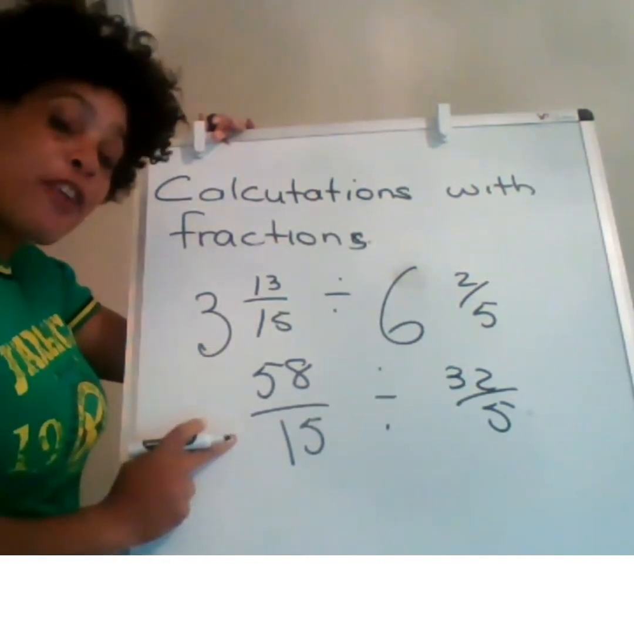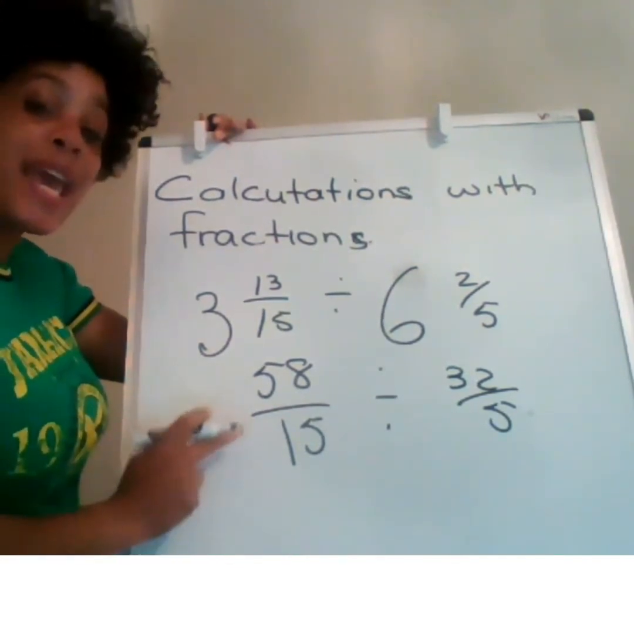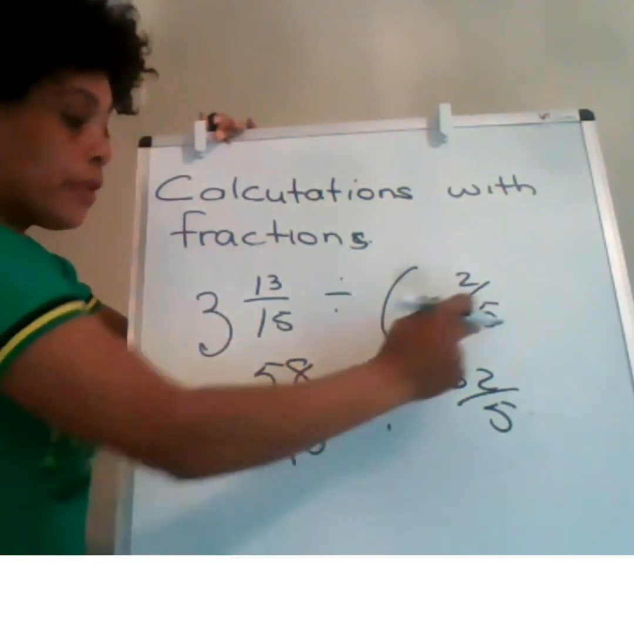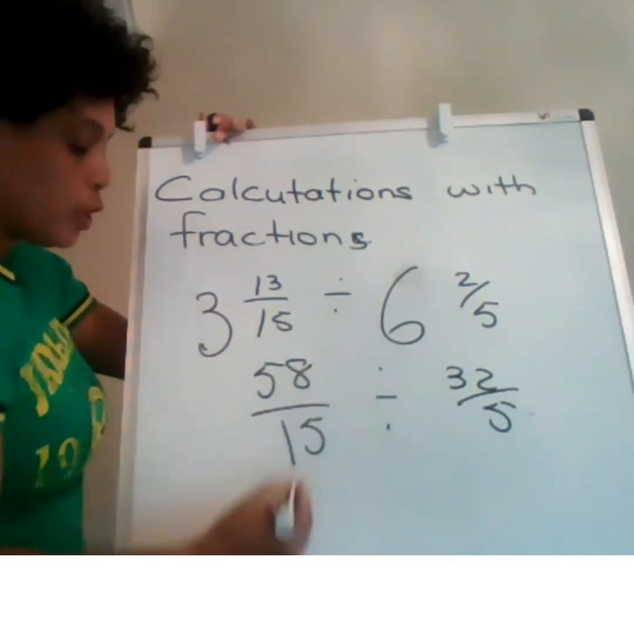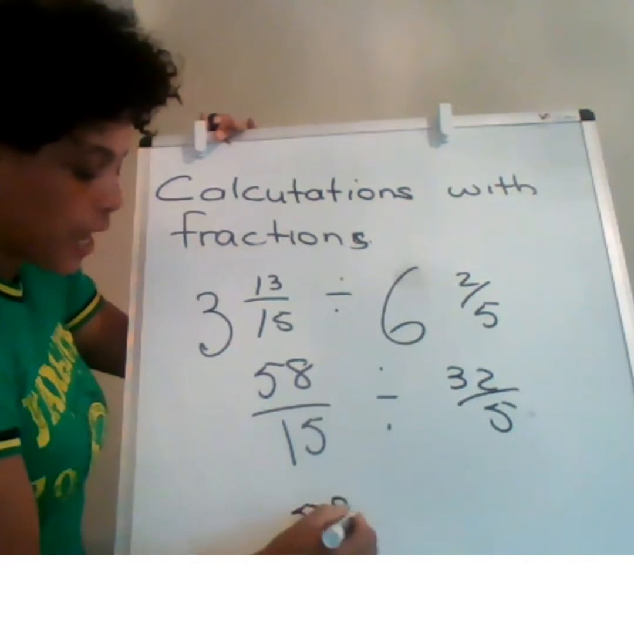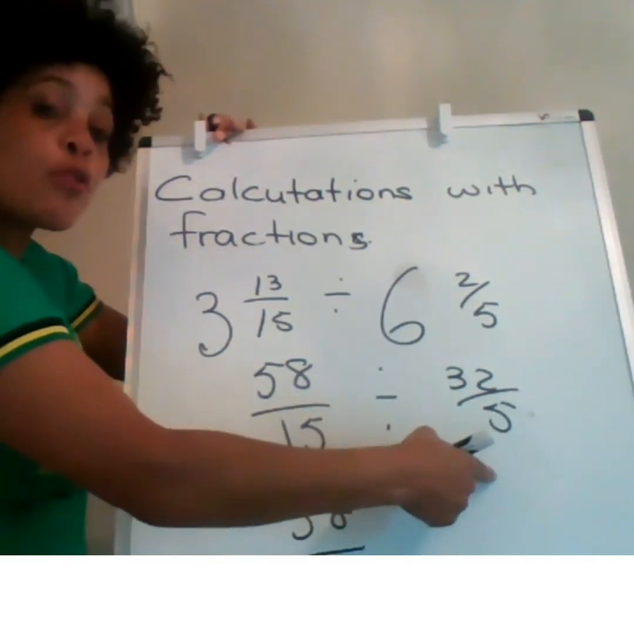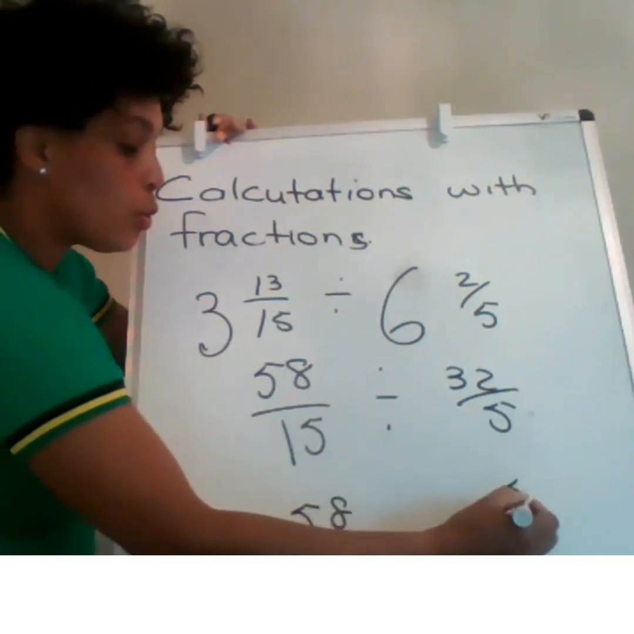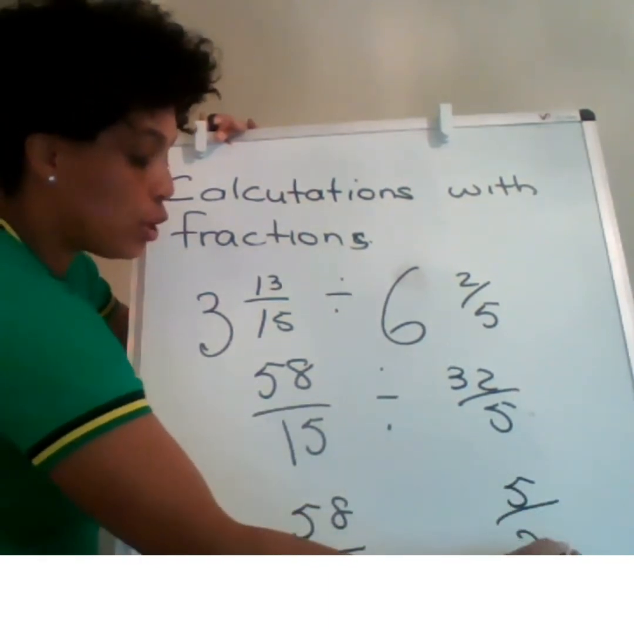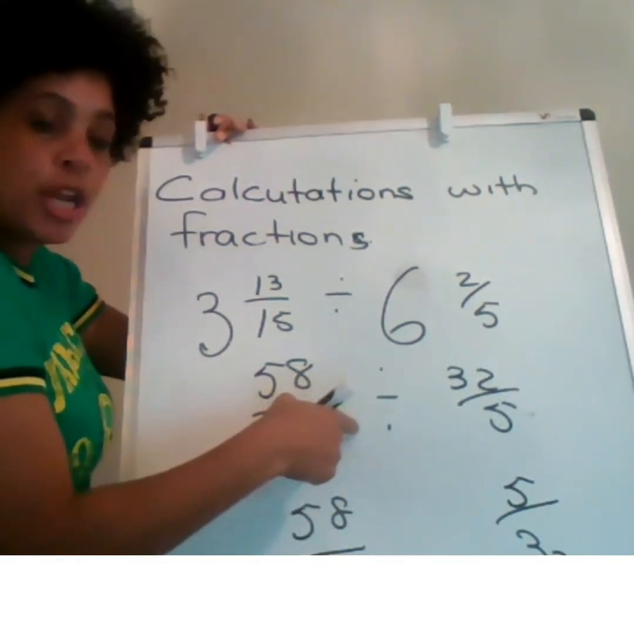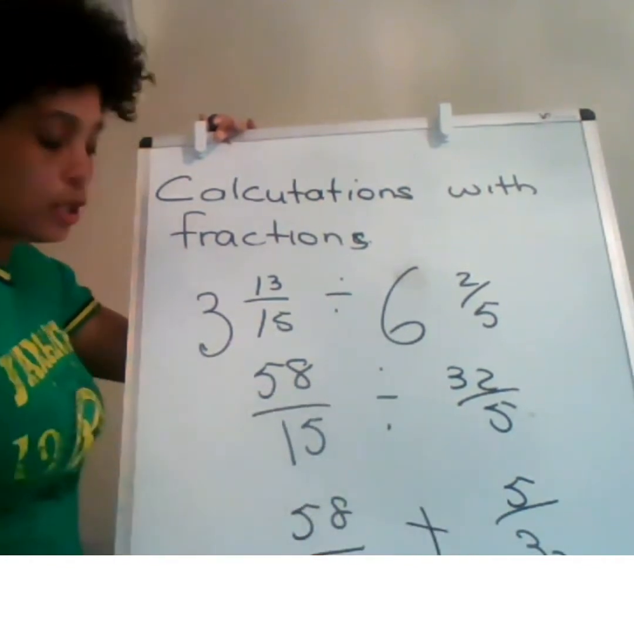Remember, to divide fractions, we use KFC. Keep, flip, change. So I'm going to keep this one, 58 over 15. I'm going to flip this one or find the reciprocal. So I'm going to do 5 over 32. And I'm going to change this sign from divide to times.